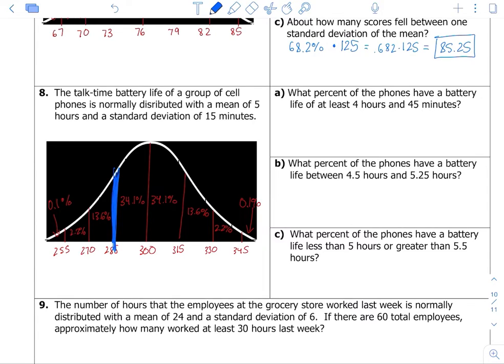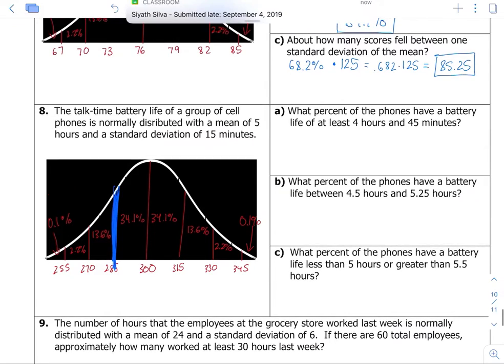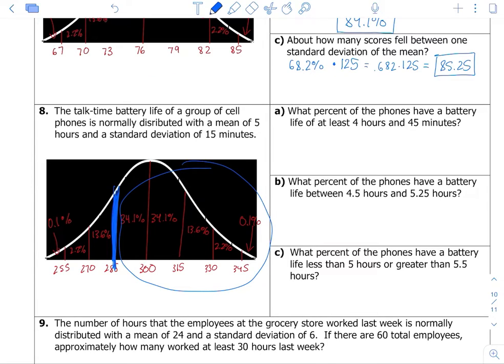So, knowing that, what percent of the phones have a battery life of at least 4 hours and 45 minutes? Well, at least, right? So it's talking about this right here. So all of those percentages added together, you guys, that's going to give you 84.1%.